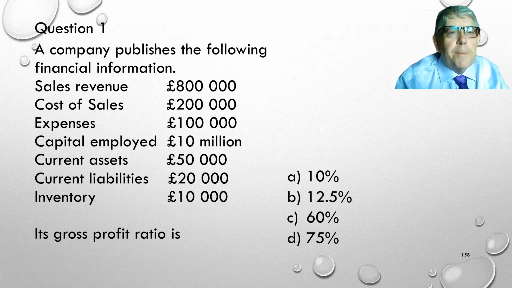Question 1. A company publishes the following financial information. Sales revenue, 800,000. Cost of sales, 200,000. Expenses, 100,000. Capital employed, 10 million. Current assets, 50,000. Current liabilities, 20,000. Inventory, 10,000. Its gross profit ratio is A, 10%, B, 12.5%, C, 60%, or D, 75%.